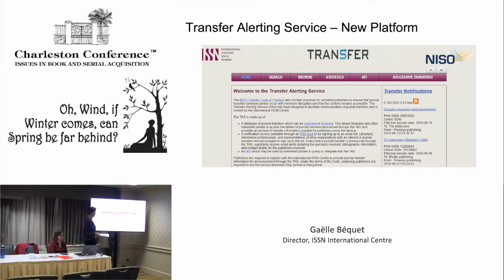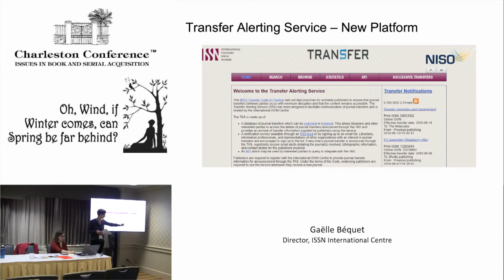As you can see, we have NISO and the ISSN International Center, our logo being up there on the page. Actually, this service is a database of information about journals that move from one publisher or vendor to another. This service is now live, and what you can see on this screen is some background information about the service, and here you have the transfer notifications.